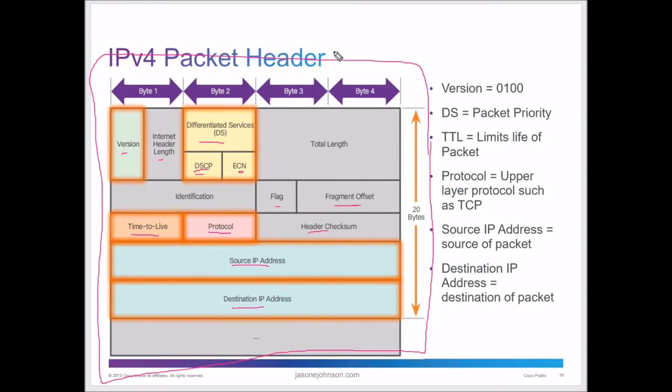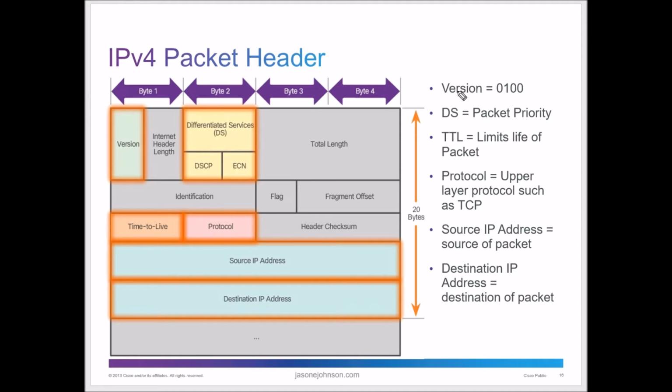So what happens is this packet, let me just clear the board here. This packet, the packet priority, the time to live, the TTL, that is basically saying how long is this packet going to hang out on the network before it dies, so that it doesn't just bounce around forever. The protocol, your source IP, your destination IP.